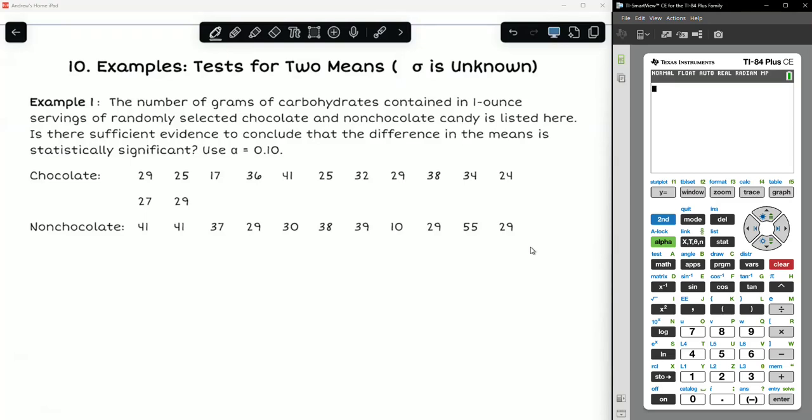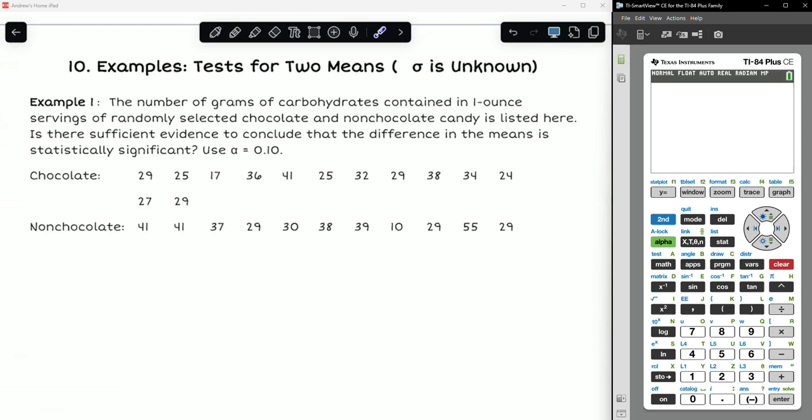In this video, we're going to continue our examples of hypothesis testing for two means or two proportions. In this video, we're testing claims about two means where the population standard deviations are not known. Our first example says the number of grams of carbohydrates contained in 1 ounce servings of randomly selected chocolate and non-chocolate candy is listed here. Is there sufficient evidence to conclude that the difference in the means is statistically significant? Use alpha equals 0.10.